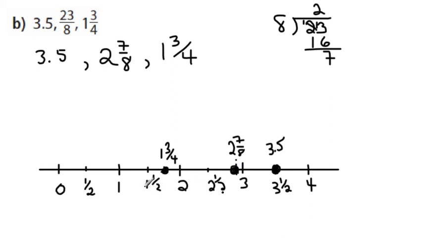Now the question says write it from lowest to greatest. So our lowest number is the one that's closest to 0, and that is 1 3/4. Once again, we look at the original forms. Did it come in mixed fraction, improper, or decimal form? So 1 3/4 is my smallest value. My next one is 2 7/8, but it didn't come in that form. But I know that 23/8 is the exact same thing as 2 7/8, just written in improper form as opposed to mixed, so I put that one next. And 3.5 is my greatest value, and that's the form it came in. It was in decimal form.